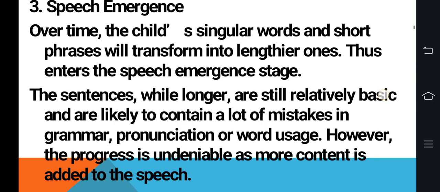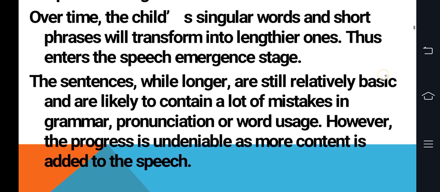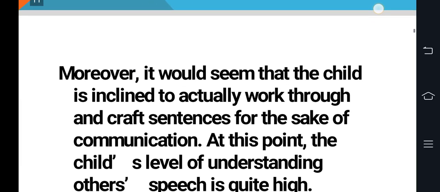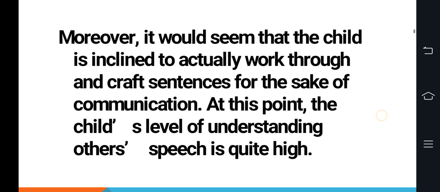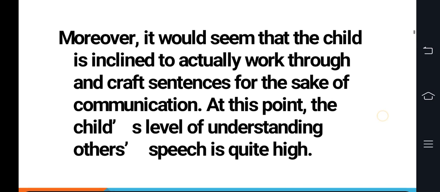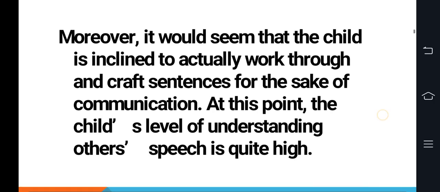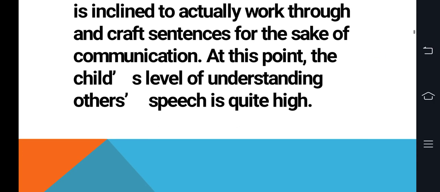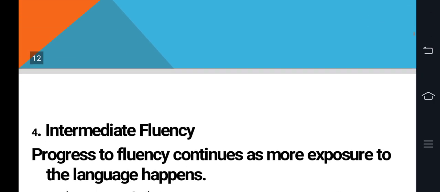However, the progress is undeniable as more content is added to the speech. Moreover, it would seem that the child is inclined to actually work through and craft sentences for the sake of communication, not for the sake of learning, but for the sake of communication. At this point, the child's level of understanding other speech is quite high.